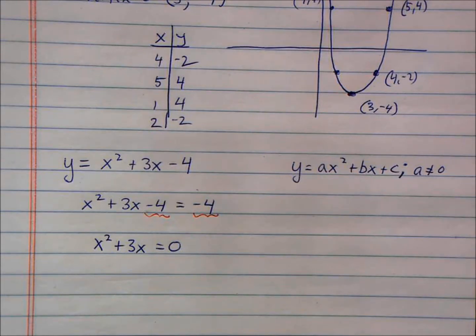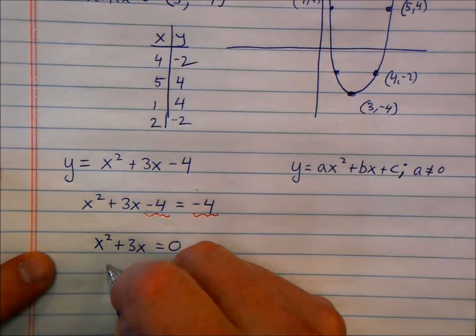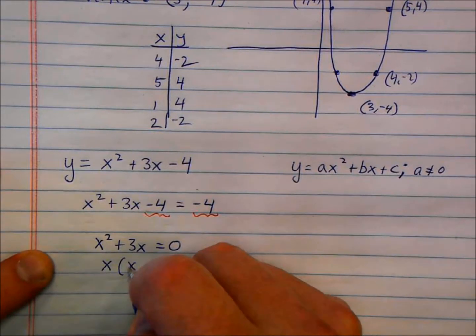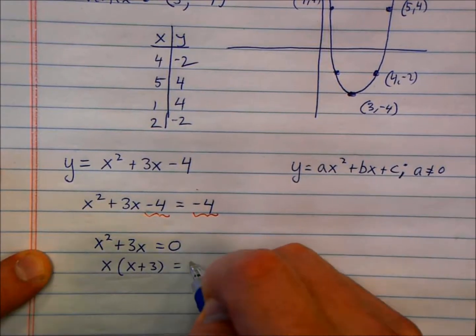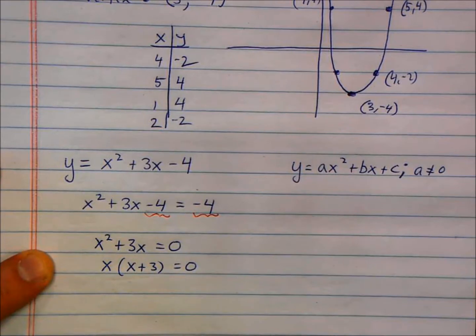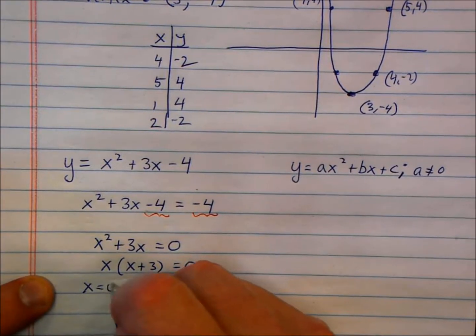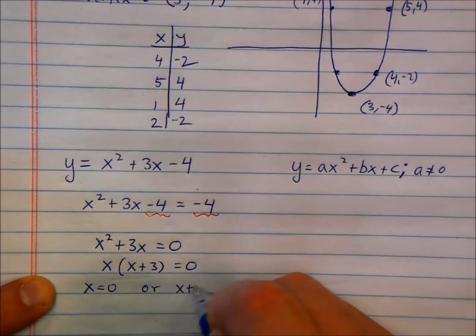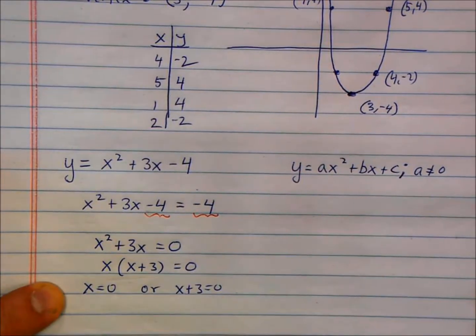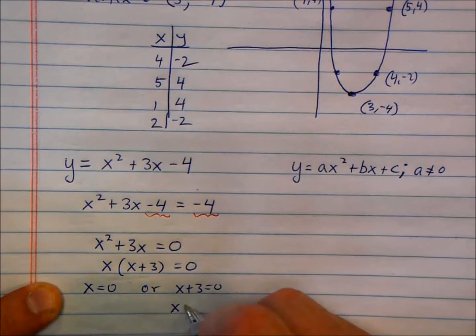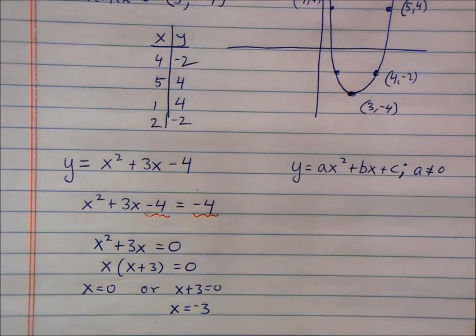What do you do next? You break it up. The fancy math word for break it up is called factor. Okay? And how would you factor that equation? Take out an x. So I'm going to have x times x plus 3 equals 0. So that gives me x equals 0, or x plus 3 equals 0. The left-hand one is already solved. x equals 0. That's already all by itself. This one will give me x equals negative 3.